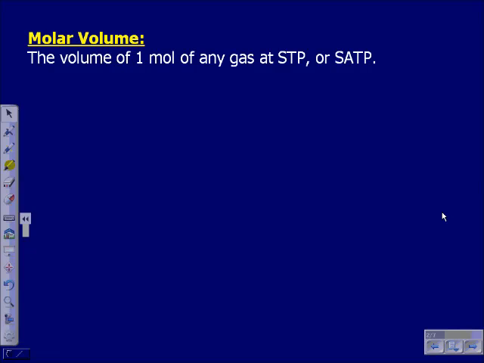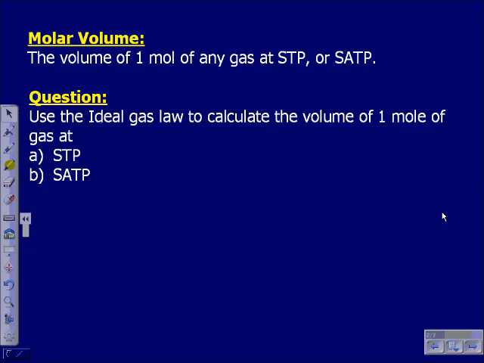So right now, what I'm going to get you to do is use the ideal gas law to find what the volume of 1 mole of a substance is at STP. I'm going to divide this up right here. So we'll do STP on the left, and SATP on the right. And tell me what the volume is. Let me explain a little clearer. We're going to use PV equals nRT, and I've just told you that n is going to be 1 mole.